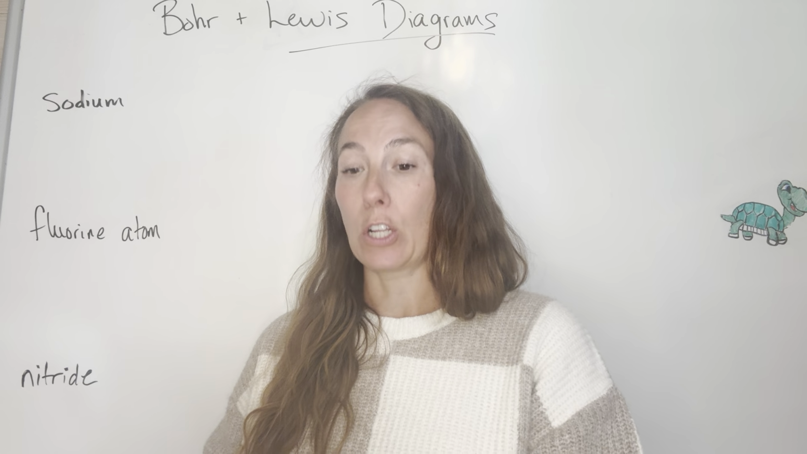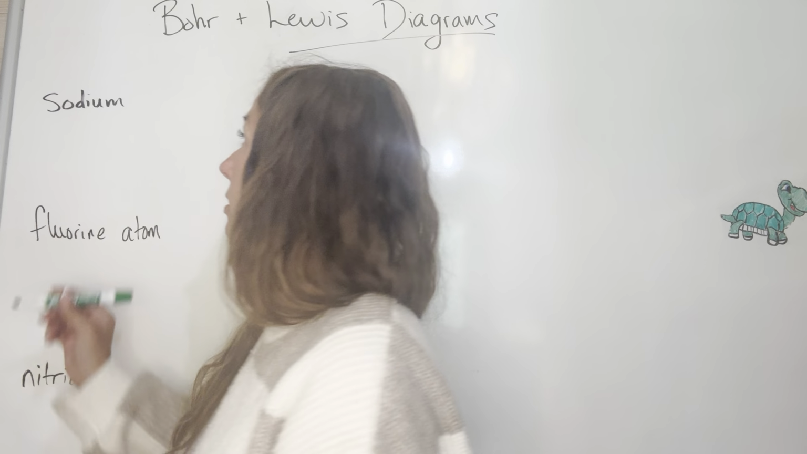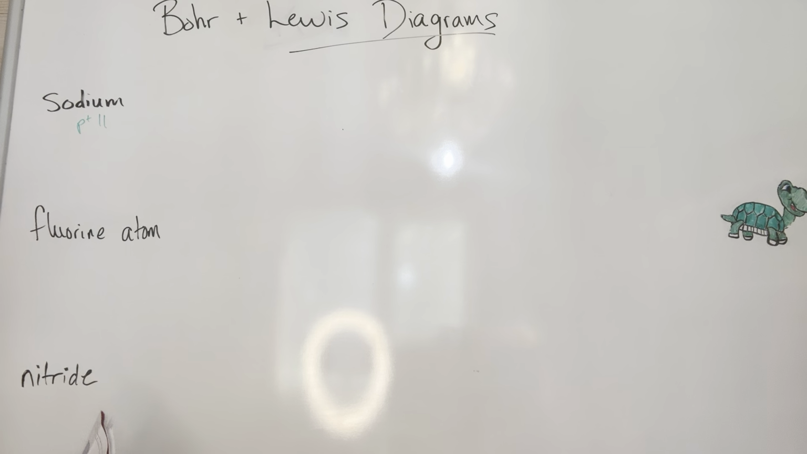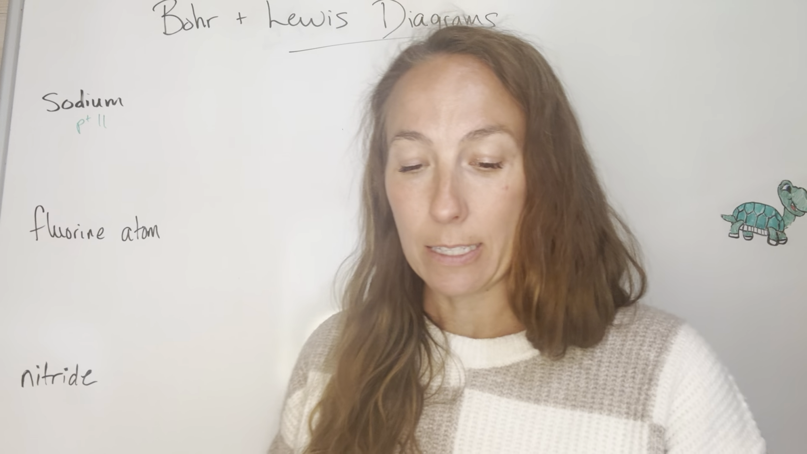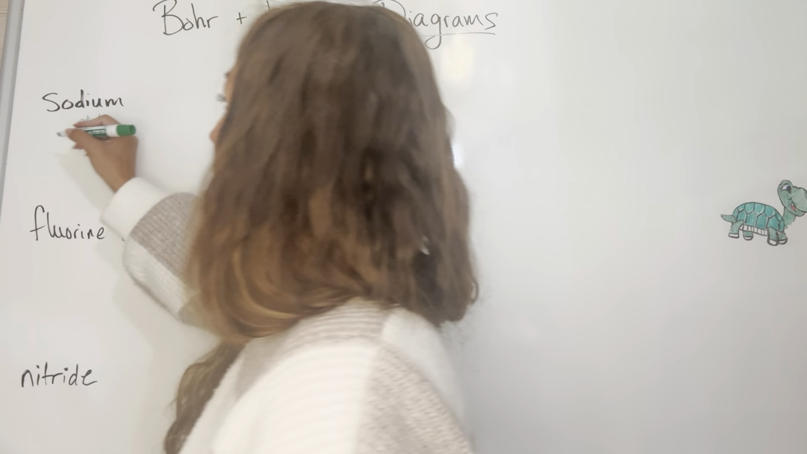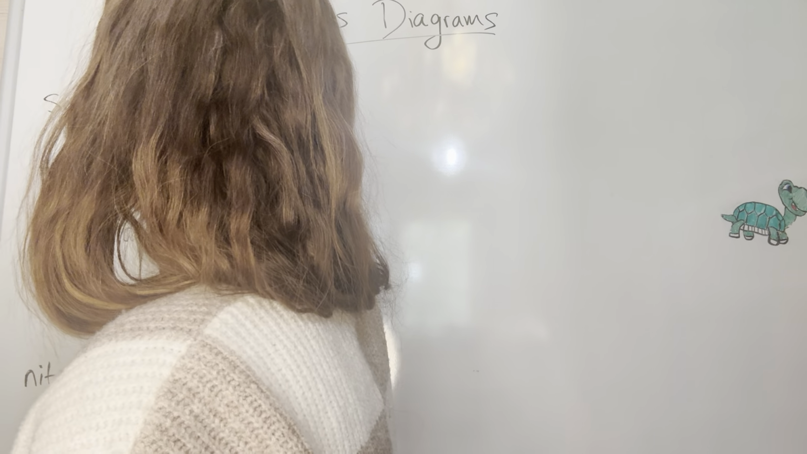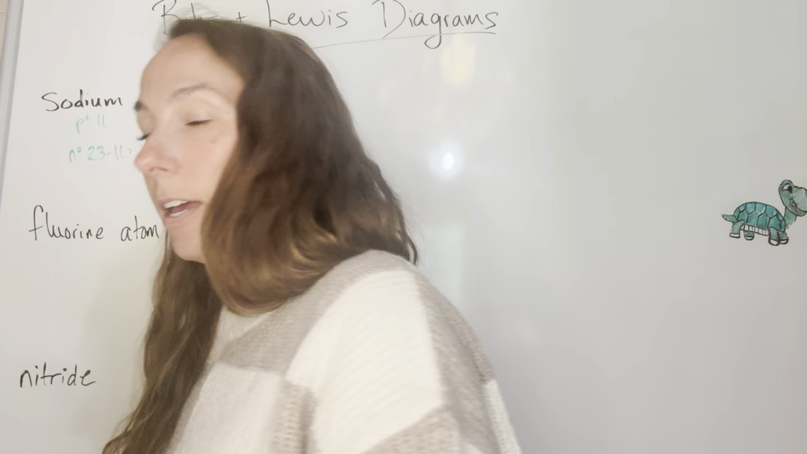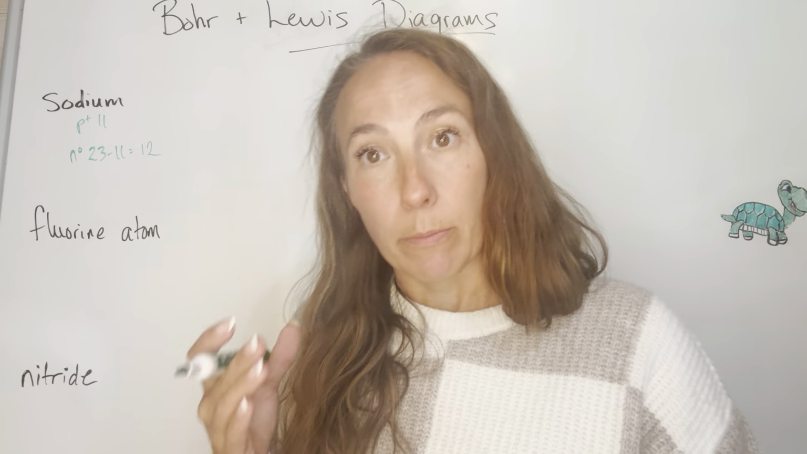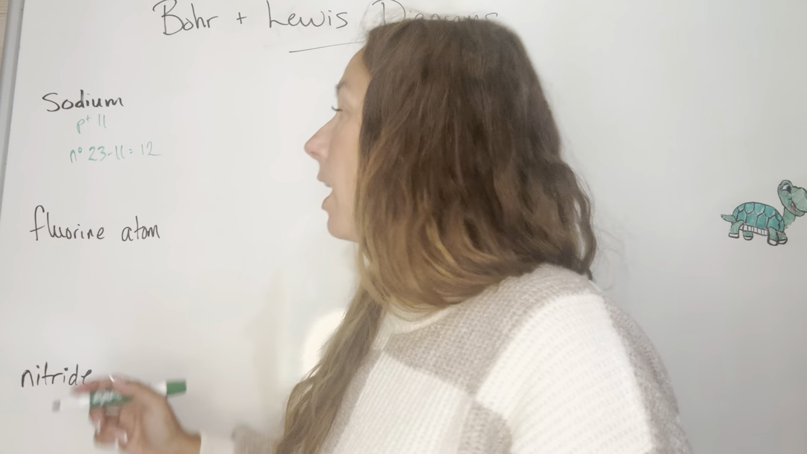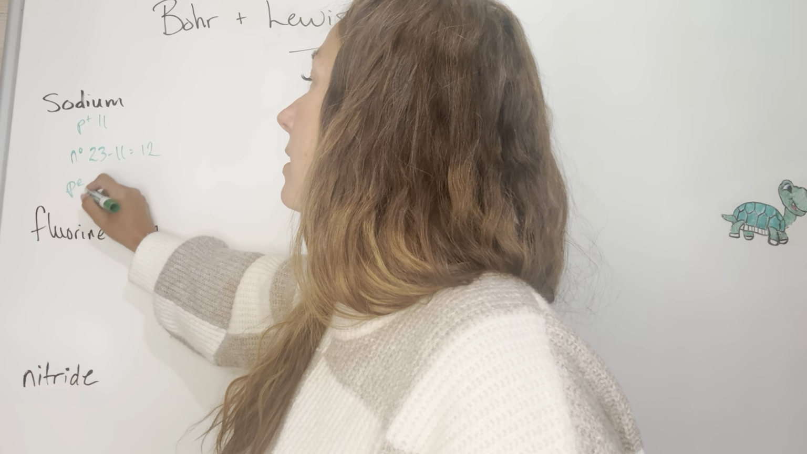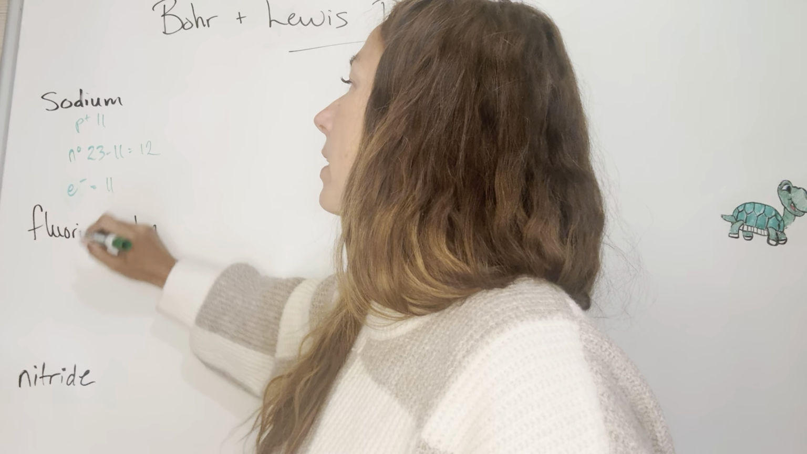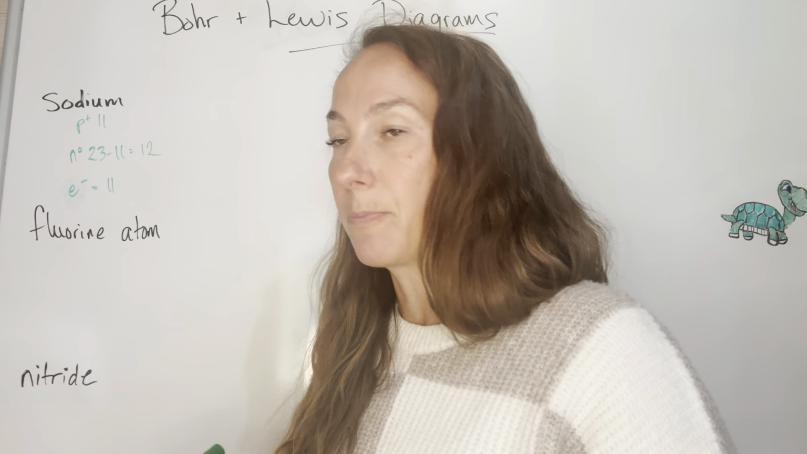The first thing you're going to do is look up sodium. You're going to notice that sodium has atomic number 11, so it's going to have 11 protons. Sodium's atomic mass is rounded to 23, so the number of neutrons is going to be 23 minus 11, which last time I checked is 12. And because it doesn't say ion, sodium is neutral, and therefore the number of electrons must also be 11 to balance out those protons.